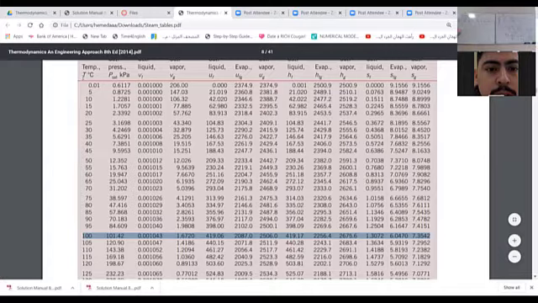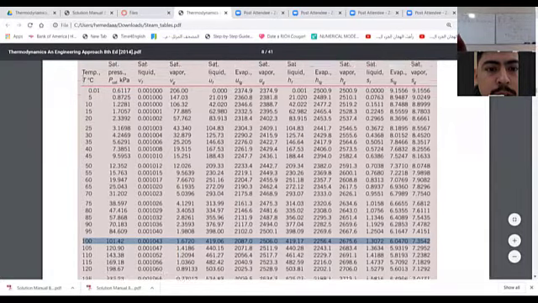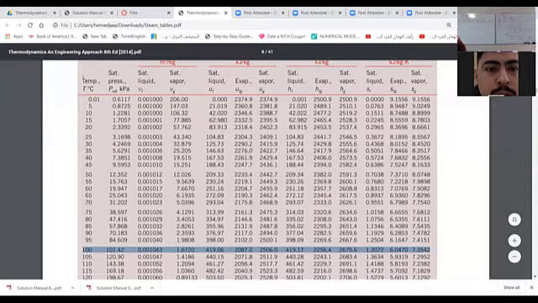So what's happening here? Can you see this line, guys? The 100 Celsius? Yes. So somebody can give me the VG at this line. 1.6720. How about the VF? 0.001043. Correct? Yeah, 43.